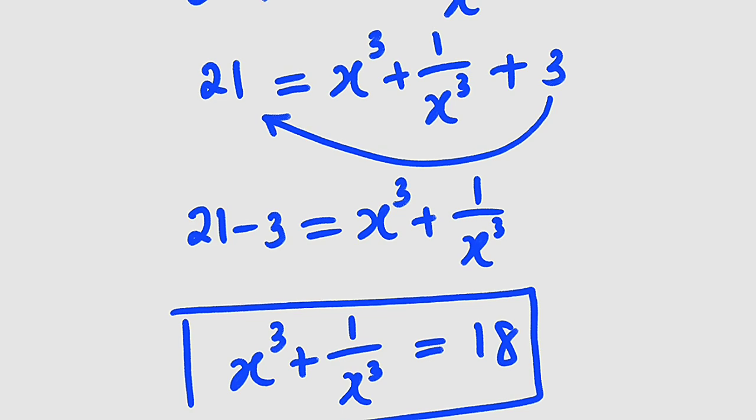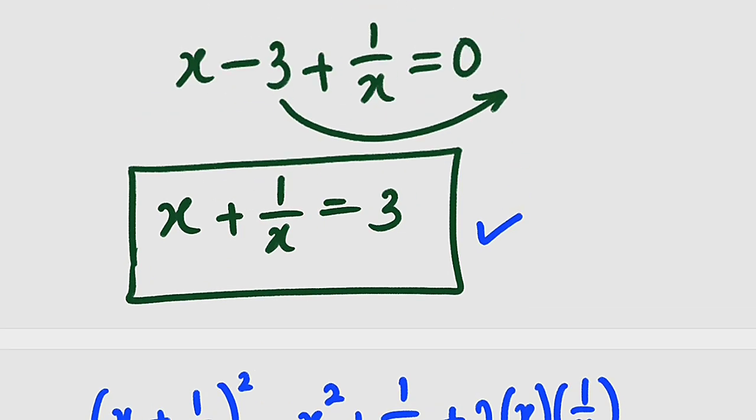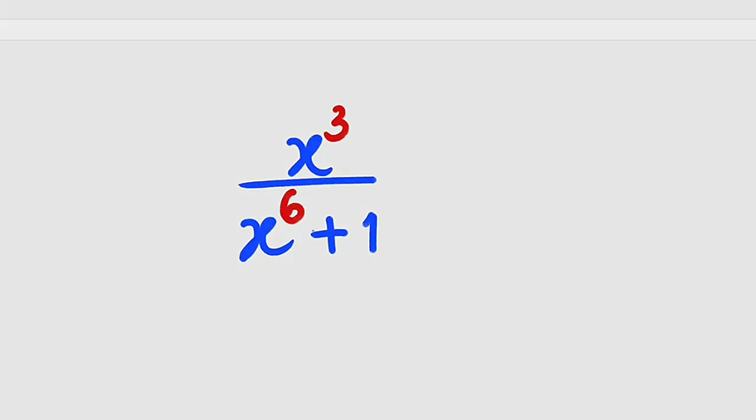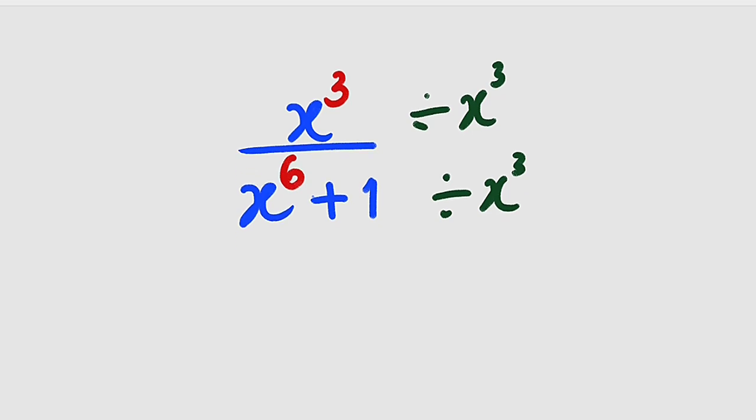Now, let us go back to the main expression that we wish to evaluate. This is the expression we wish to evaluate. Let me just copy that. All right, here is the expression. Having known that x is not equal to 0, let us divide the top and the bottom by x to the third power. Divide the top by x to the third power, divide the bottom by x to the third power. The fraction will remain equivalent, right?